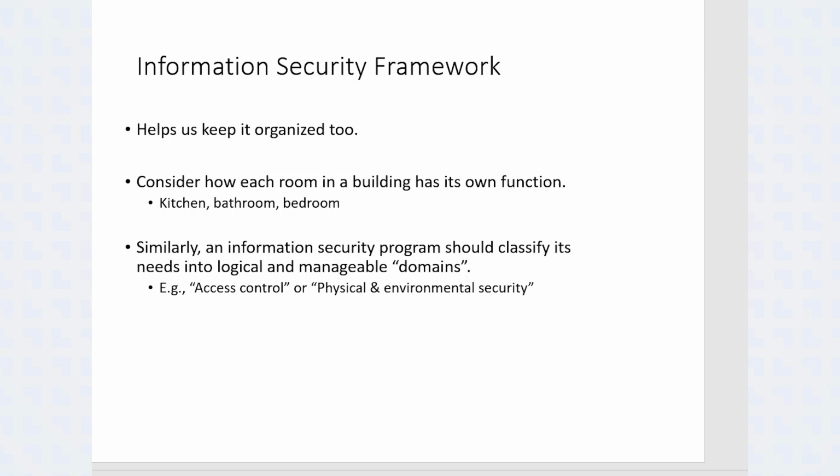You have to think about building a house. You have certain rooms, you have a certain walkway, you've got a kitchen, you've got a bathroom, you've got a bedroom. You don't put those things on top of each other. You want to make sure that there is an architecture, you can say, of your document. And that's what a framework is. An information security program will classify needs into logical and manageable, what we refer to as domains. So there's a domain for access control or a domain for physical and environmental security, for example.